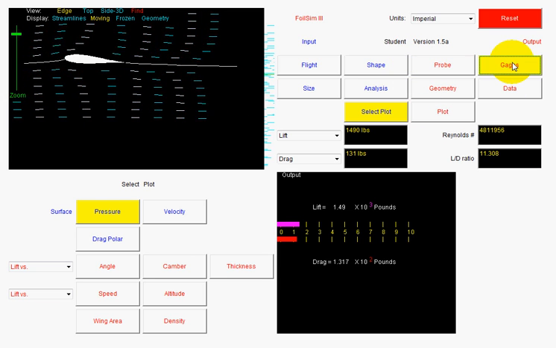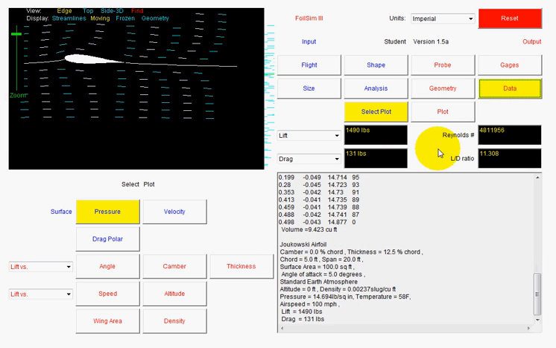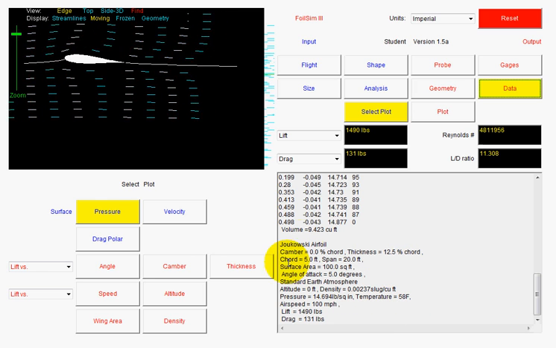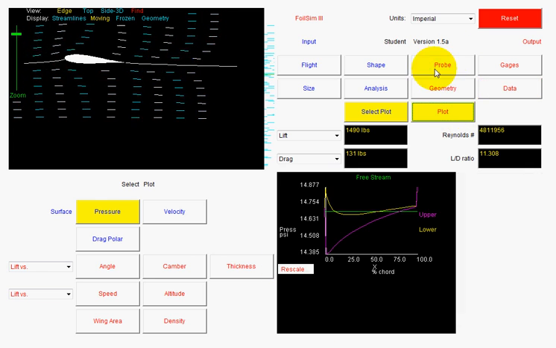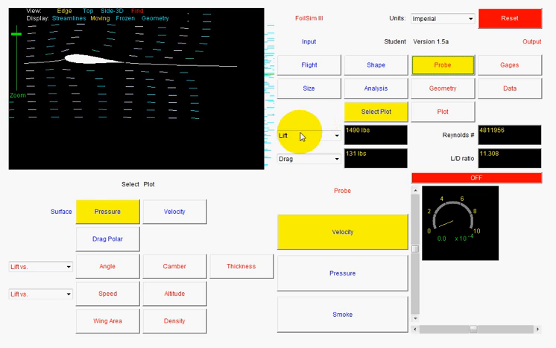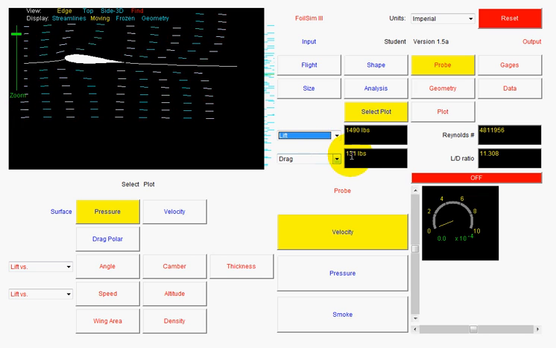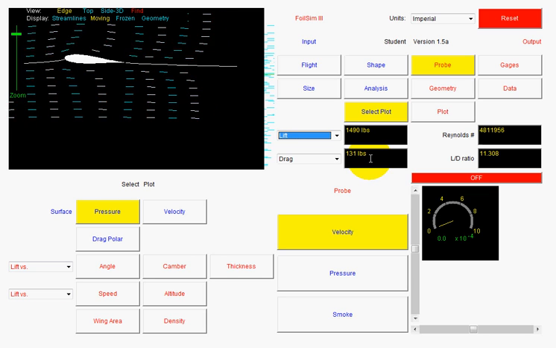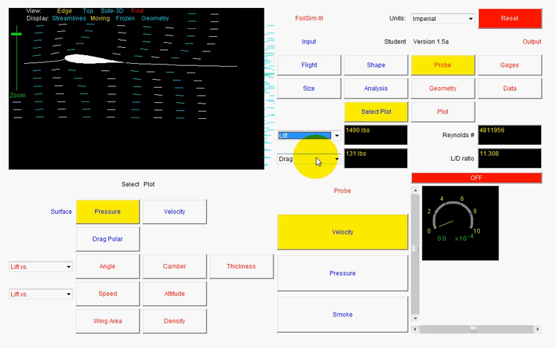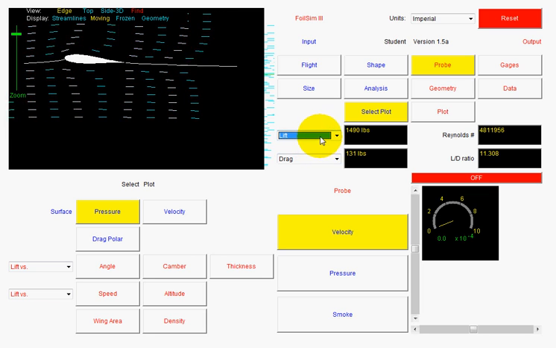Okay. There are also other gauges. You can look at geometry. These are coordinates and other data. So there's lots of data here that we can check out. Going back to that, the last thing I want to show you is an output here for lift. Right now, this airfoil is producing 1,490 pounds of lift and 131 pounds of drag. You want to make sure that your airfoil is creating more lift than drag, because if it's not, will this plane fly? No, it won't.